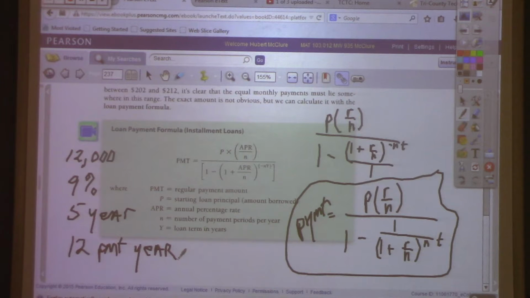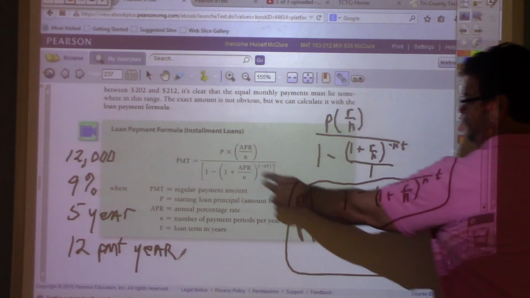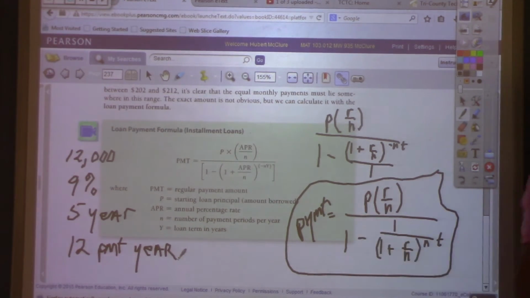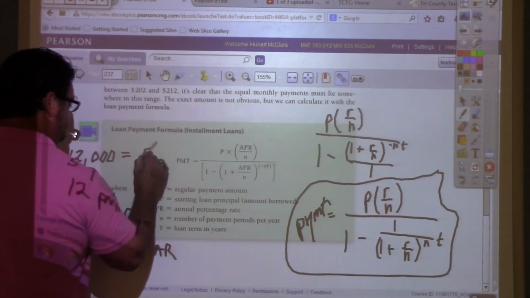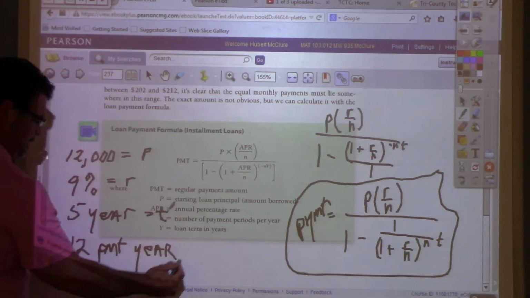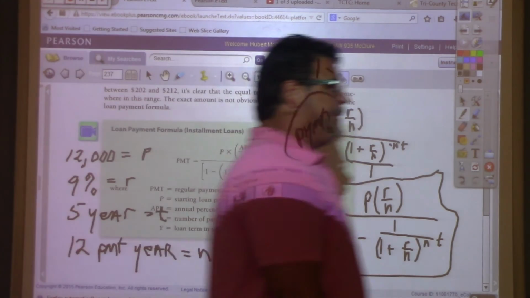But we've got to figure out what the payment's going to be. So take these values right here and plug them into either this formula or this one. I'm going to use this one. P is equal to what? Your principal, that's 12,000. And that's equal to R, that's equal to T, and that's equal to N. Y'all work on that right quick.